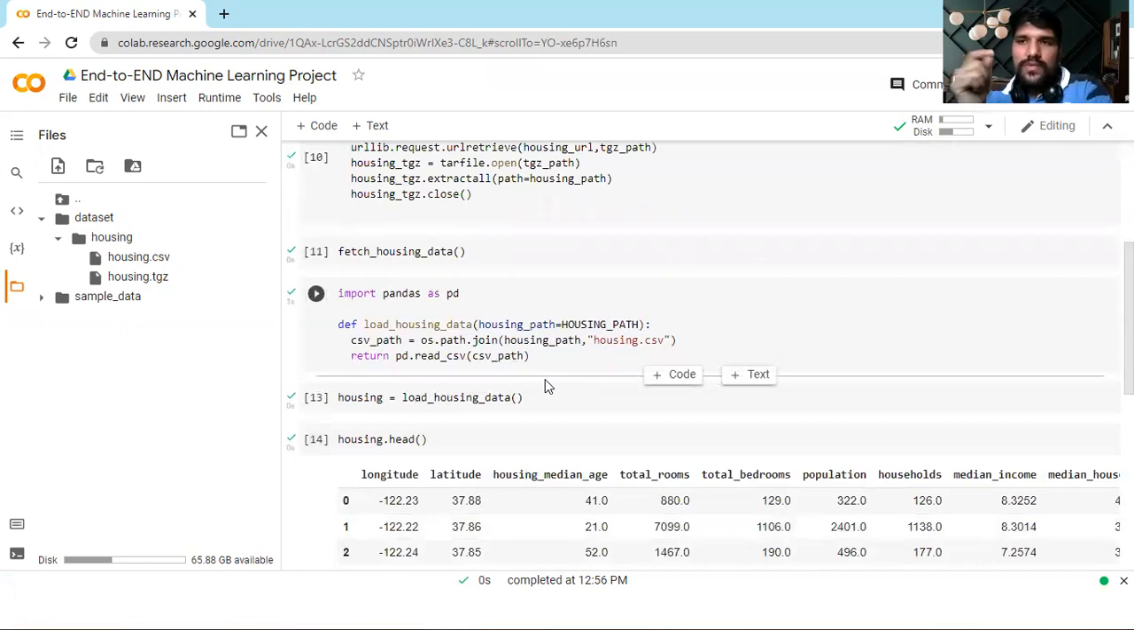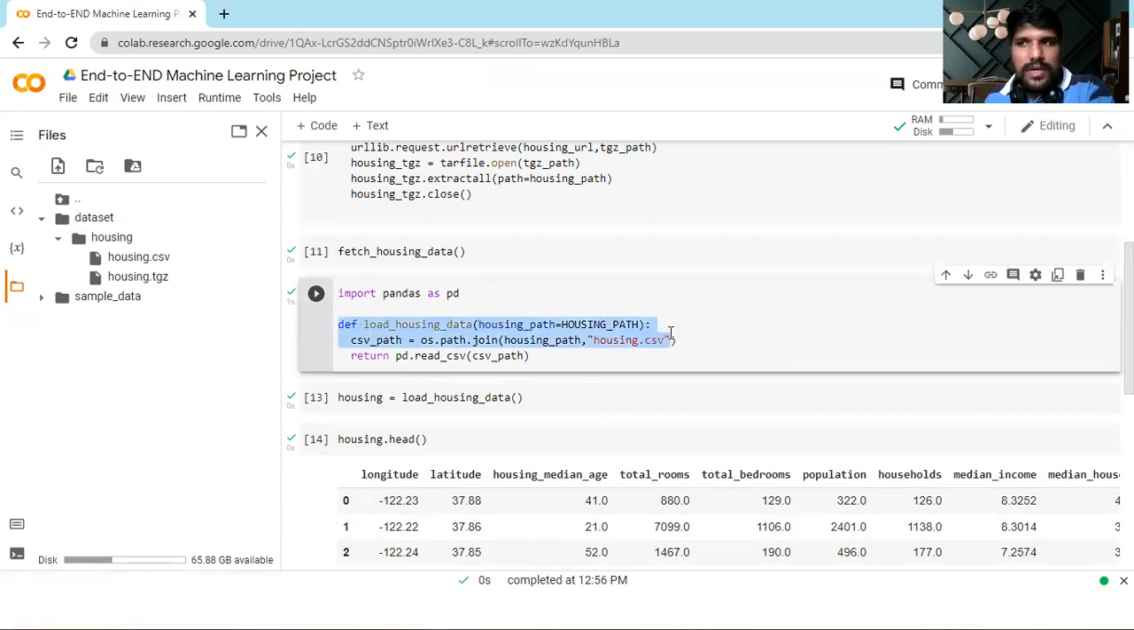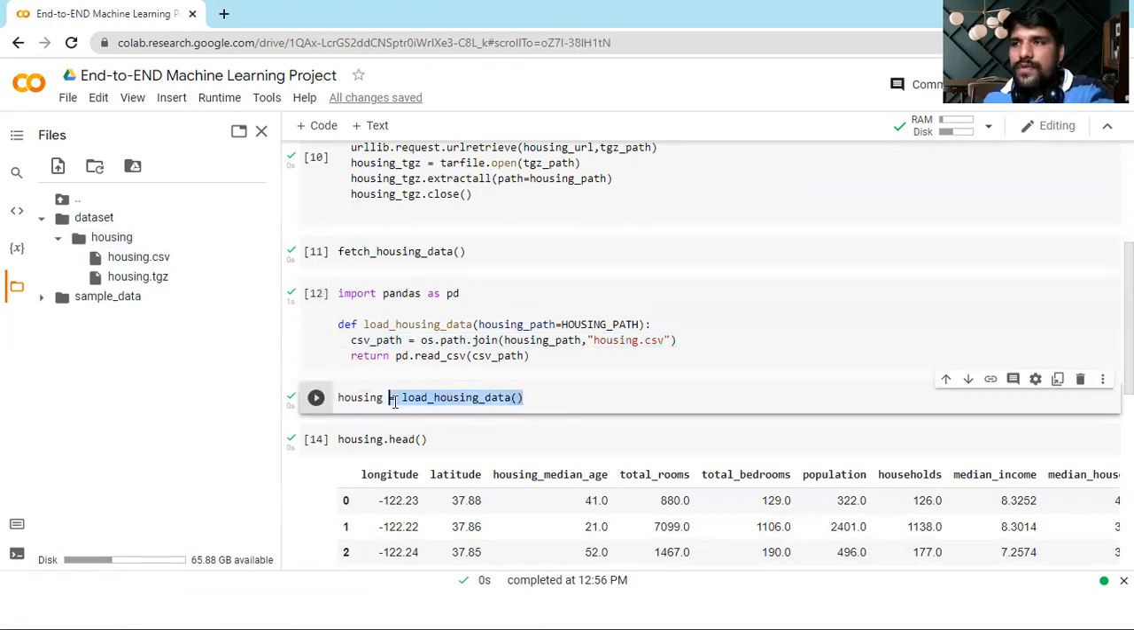Let me revise in one minute what we did here. We wrote the function, right? In that function we gave the file name that we want to extract. We already know the housing path, right? Housing path has my data path. I'm giving the housing because that is the file I want. So I joined my housing path and housing CSV, and I have given the complete path which is stored in csv_path, and it will return. Then I call that function.